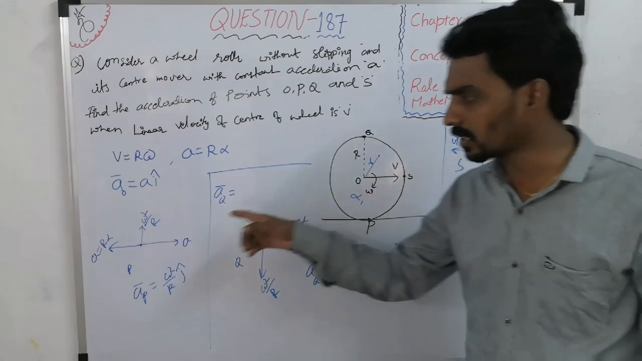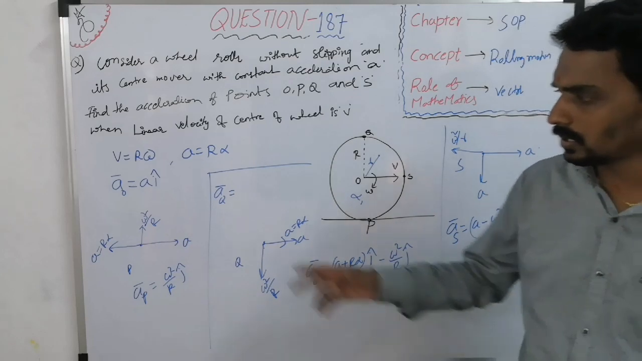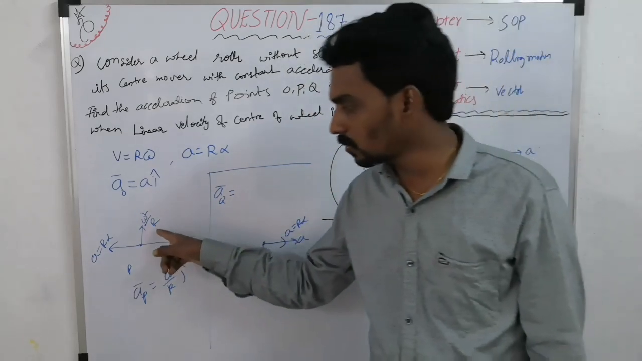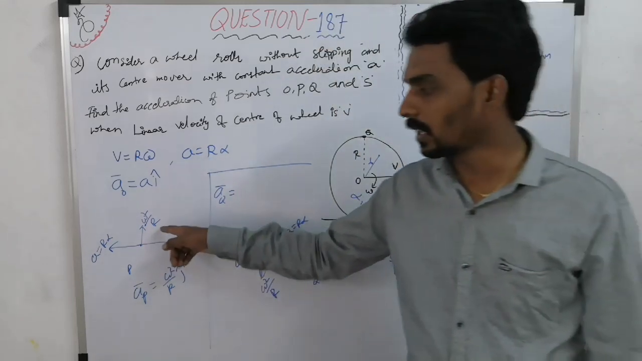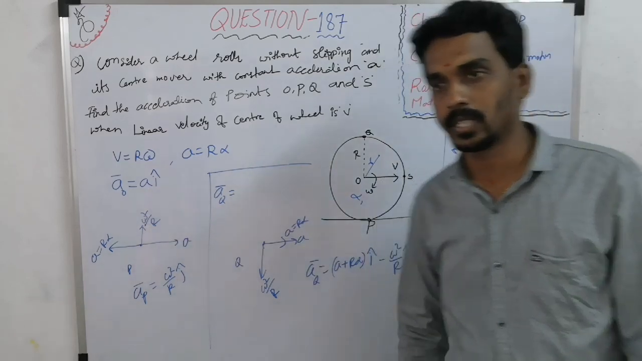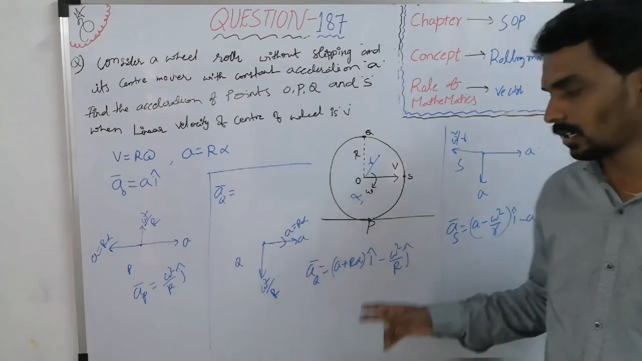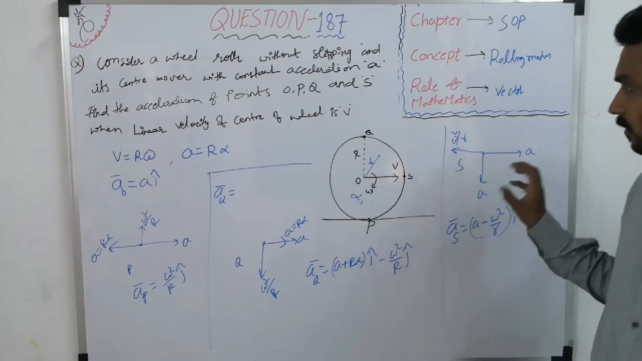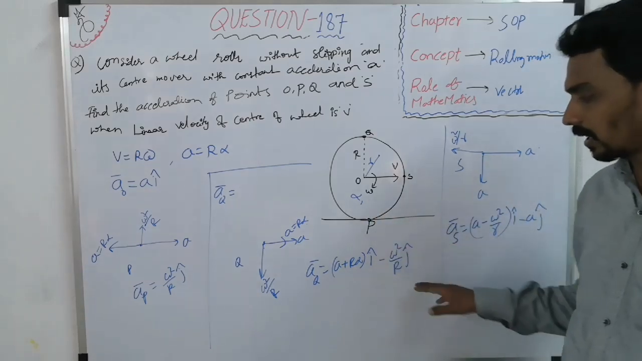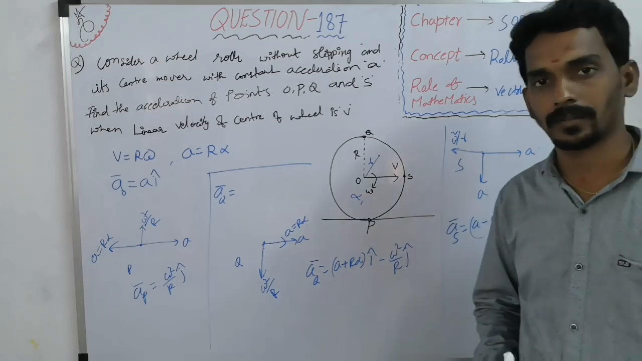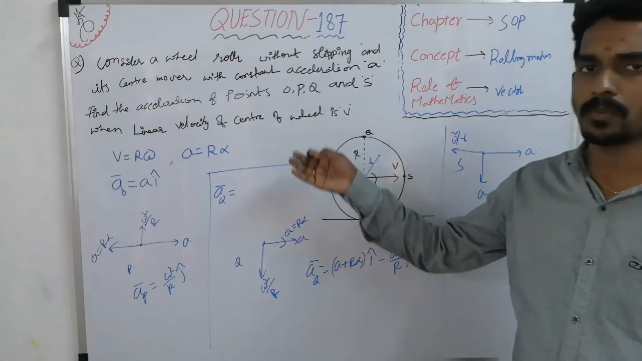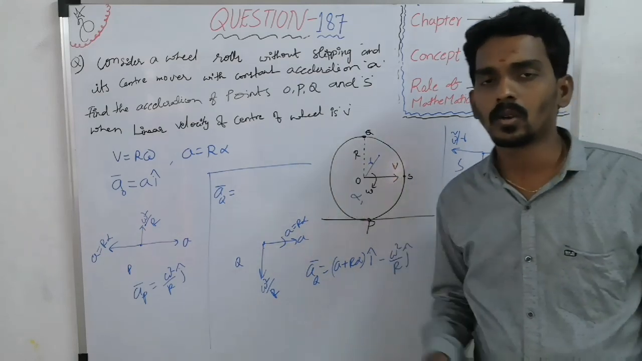There is always one acceleration due to translational motion, one tangential acceleration due to rotational motion, and one centripetal acceleration towards the center. So three different accelerations will be there. Depending upon their direction, you have to add them or subtract them, but you have to take them in vector representation. Then you can find the resultant acceleration. This is how you have to deal with the acceleration of any point on the surface of a rolling body.